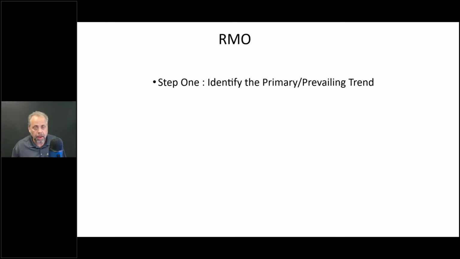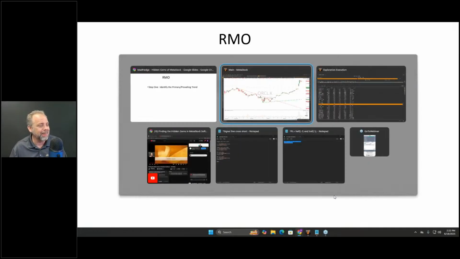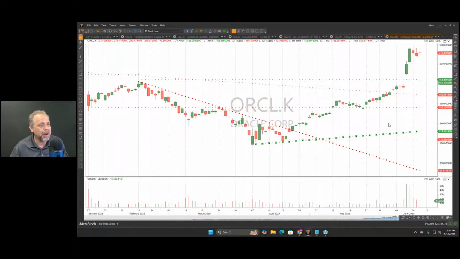Okay, and so let's look at some stocks. The first thing we want to do, if we want to trade objectively around a stock, is identify that trend. Let's get into it. All right, let me go into my MetaStock program here.